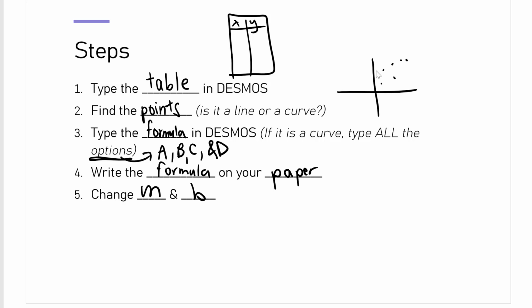Hay 5 pasos para este tema. Paso 1 es escribir la tabla en desmos. Paso 2 es encontrar los puntos en la gráfica y determinar si es una línea o es una curva. Paso 3 es escribir la fórmula en desmos. Si es una curva, solo necesitas escribir todas las opciones de las ecuaciones de A, B, C y D. Paso 4, escribir la fórmula en tu papel. Y paso 5, cambiar la M y cambiar la B.